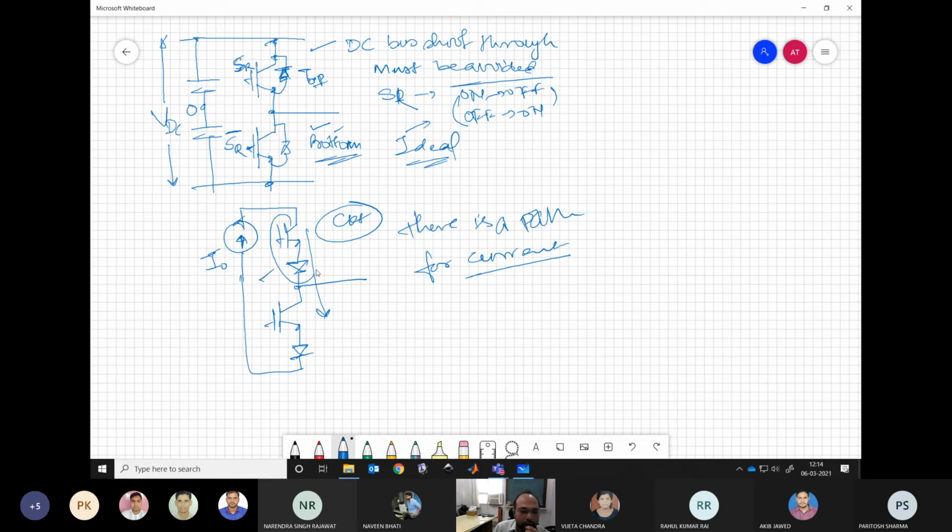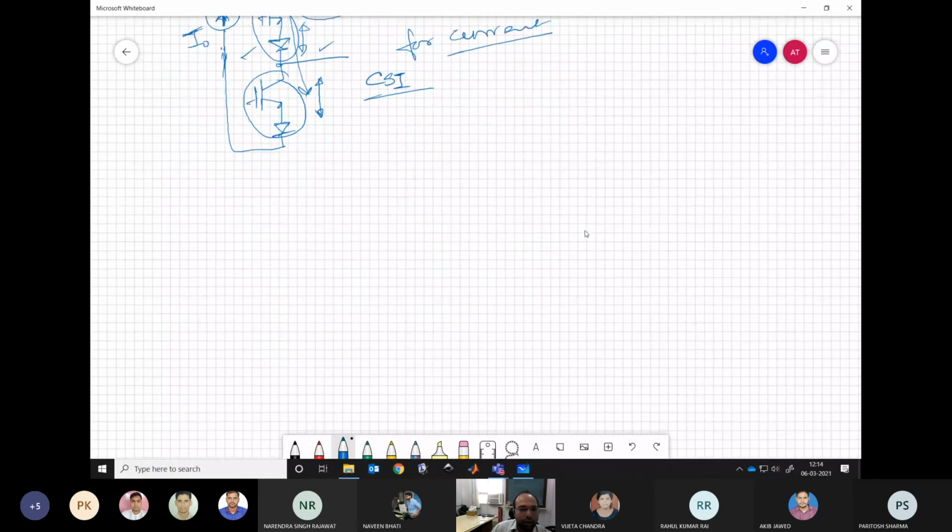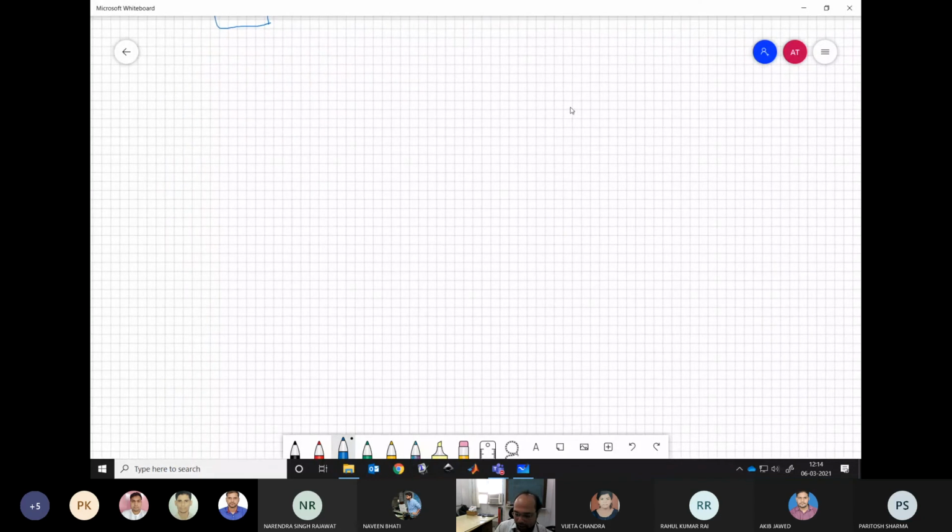So we may turn on these two devices together for a short time also. There is no harm because here the current level is fixed. It's not changing. This is what the current source means. So that's why we may have some overlap between the top and bottom devices for the current source converter or current source inverter. Now, the multi-level system where we have more IGBTs connected in the leg.